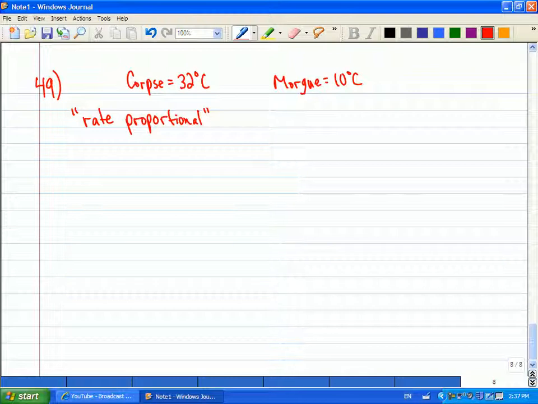How much temperature is this corpse going to lose? It's got to decrease, right? It says it's 32 degrees Celsius and the morgue is 10 degrees. So think about it. What's decaying here? How much stuff is decaying? 22 degrees will end up disappearing, right? So that's what's getting eaten away.